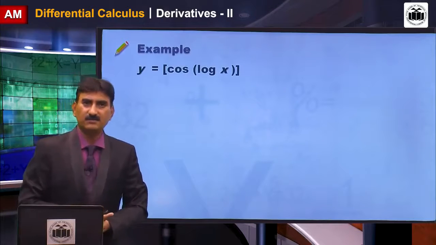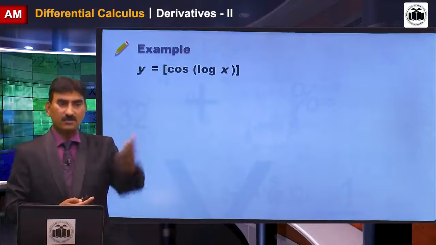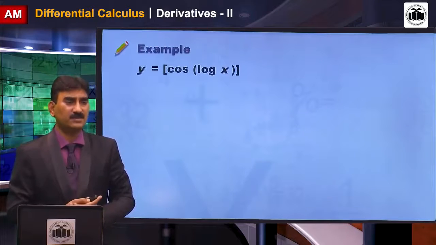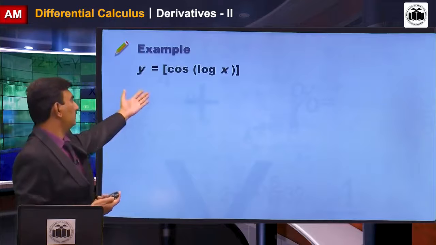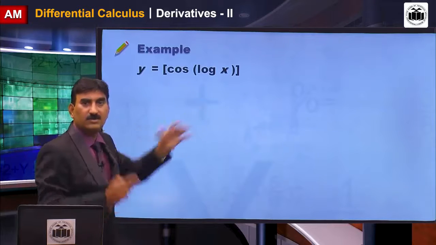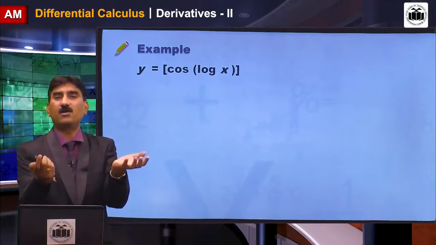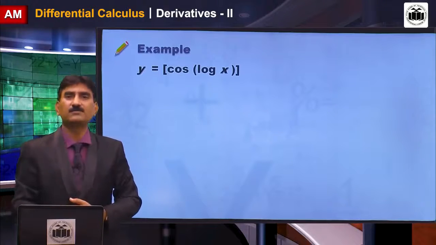Take another example, y is equal to cos of log x. Now you tell me, what is the first function here? Very good. So basically, first function is cos, another function is log. So it is a combination of cos and log. Now how you apply the chain rule here? Yes, you tell me.